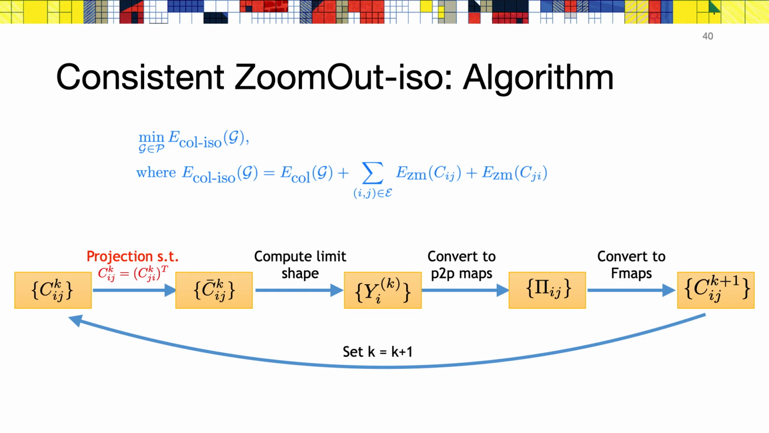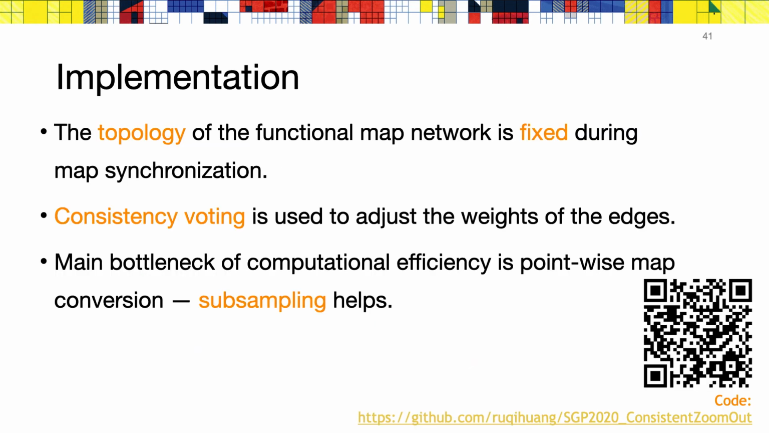The only difference between the two versions is that in consistent zoom out ISO, we apply a projection in the beginning such that all the functional maps equal the transpose of their inverse. It is easy to verify that with this projection, the energy of zoom out vanishes if and only if the functional maps are consistent. So we come back to the previous situation.